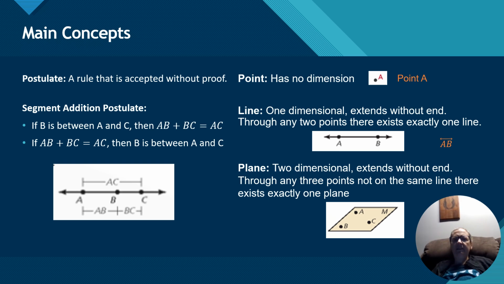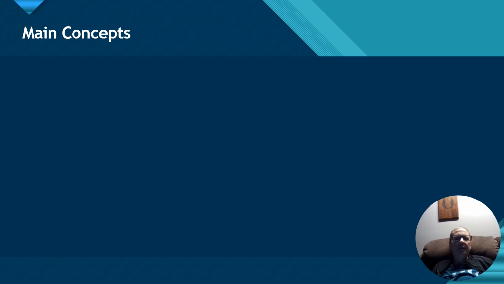A plane is a 2-dimensional object. It also extends without end. Through any 3 points not on the same line, there is exactly one plane. So this has three points on here, and I could name it plane ACB. I could also name it plane M because that's not a point. So that's 2 ways I could name this plane. Moving on.